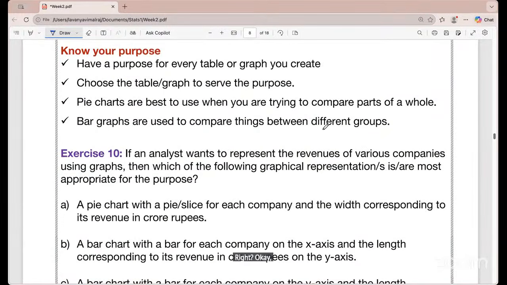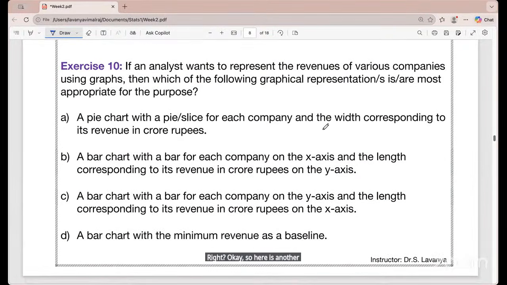Okay, so here is another question. Can you all go through it and see whether you are able to answer this question.